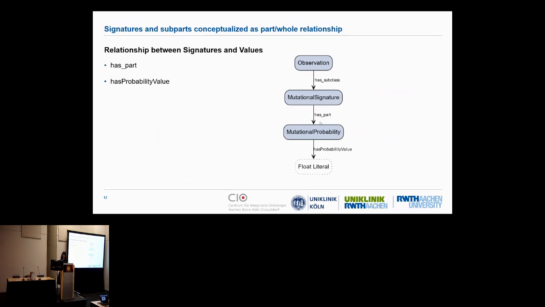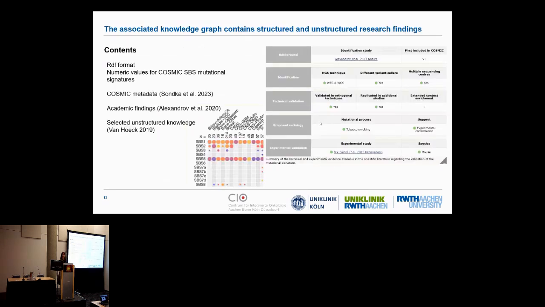Also, I wanted to talk to you about how mutational signatures are linked to its subparts. A mutational signature is actually a collection of values, and it's linked to individual probabilities by using a has-part relation, and that is linked to float literals by using a predicate has probability value. So the reason to make this ontology was to be able to represent knowledge like this in a knowledge graph.